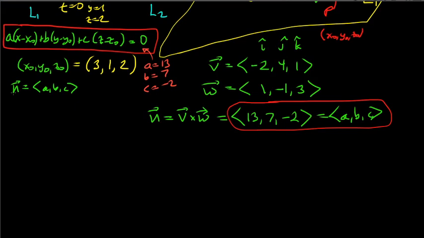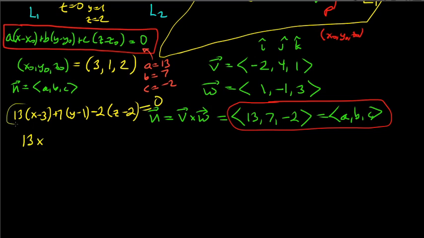So let's see, 13 times x minus x0. So 13 times x minus 3 plus 7 times y minus y0. y0 is 1. And then plus c, which is negative 2, times z minus z0. z0 was 2. Right, positive 2, yes. Equals 0. And now don't forget to multiply it out. Please don't leave it like this. You got to multiply it out.